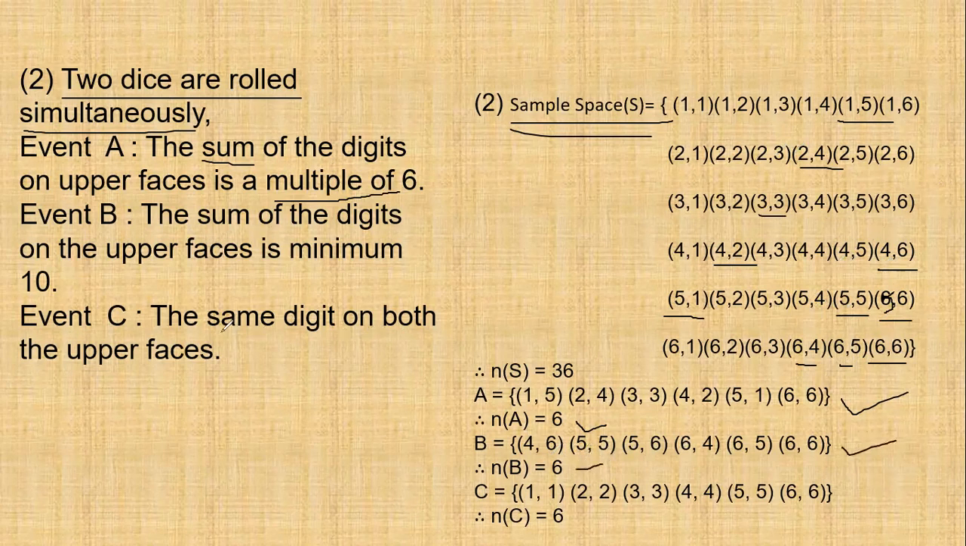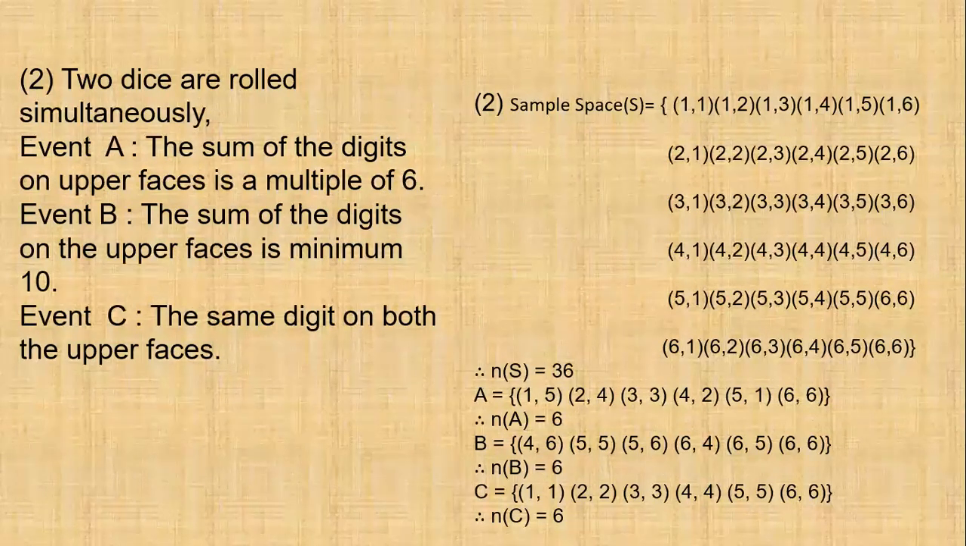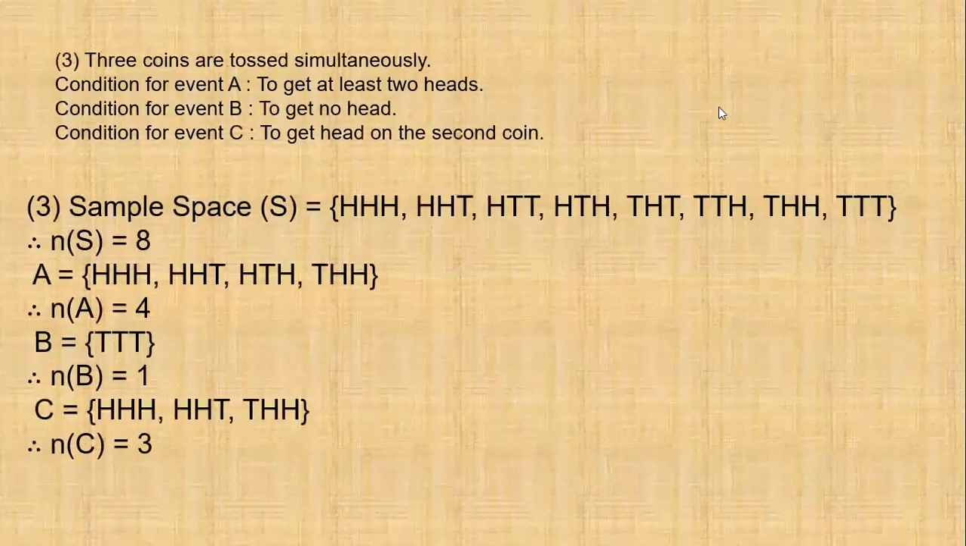Then event C: same digit on both the upper faces. Now you have to write the same-digit numbers. Which are the same digit? 1 1, 2 2, 3 3, 4 4, 5 5, 6 6. That is also a total of 6 numbers. So number of C is also 6. This way we completed our second one. It is simple, the event is easily given, so you have to write according to the event and the numbers. Is it clear?